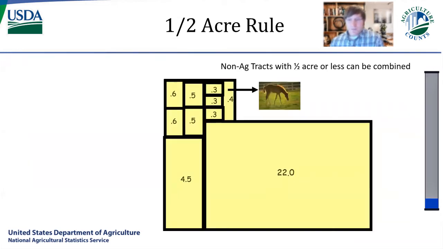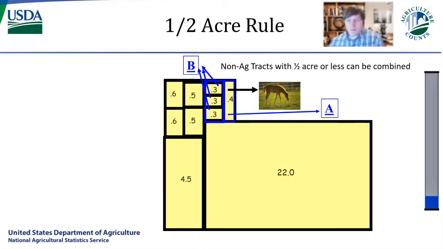So here's an example of the half-acre rule. Non-ag tracts of half an acre or less can be combined into one tract letter. So let's look at this first parcel of land. It is 0.4 acres, meaning it's less than half an acre, but it has a horse on it, so we must give it its own tract letter. It will be tract letter A.